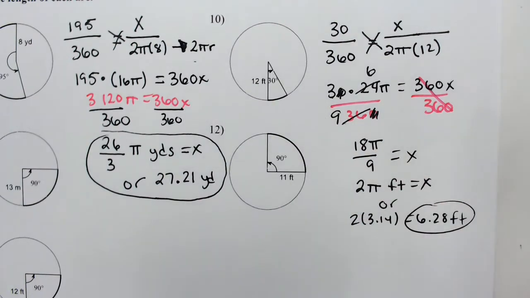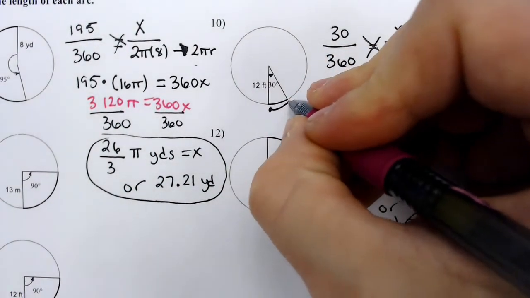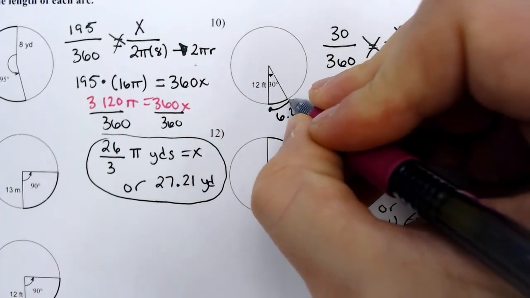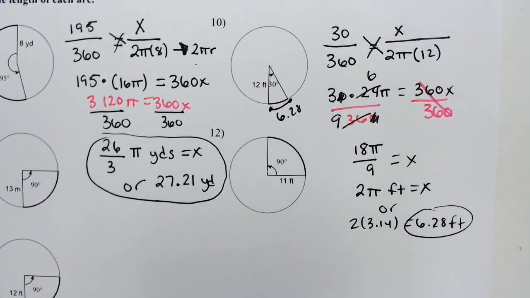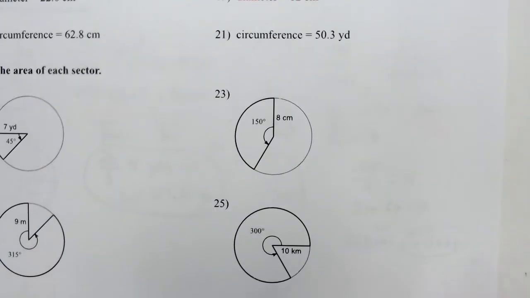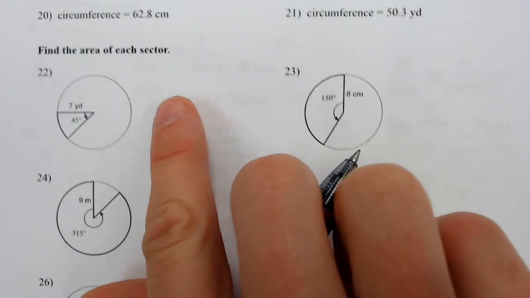Length of an arc. Technically, this little part from here to here is the 6.28, and we call that an arc because it's not the full circle. It's part of a circle. So, the next few problems are going to be find the area of the sector.